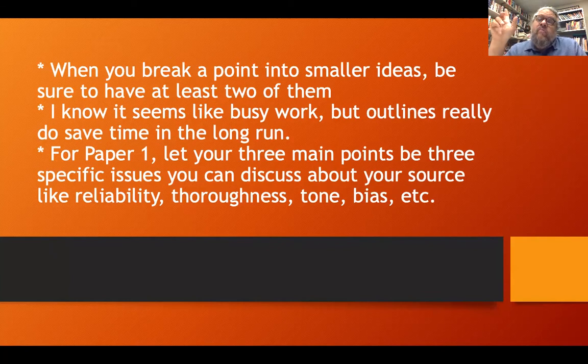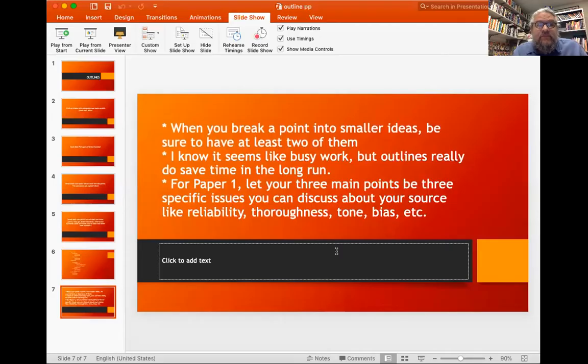For paper 1, let the 3 main points be specific issues that you discuss about the source, like reliability, thoroughness, tone, bias, logos, ethos, pathos. Oh, I said tone already. You know, all that kind of stuff. So make your outline at least 3 Roman numerals: intro, Roman numeral 1, Roman numeral 2, Roman numeral 3, breaking it down a little more, and then thinking about your conclusion. By the time we're done with this, you should be in really, really good shape.